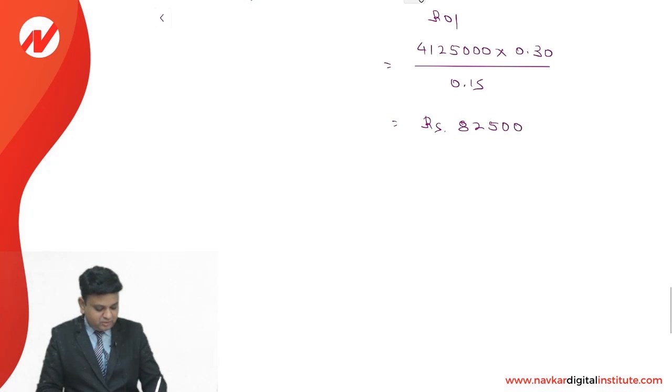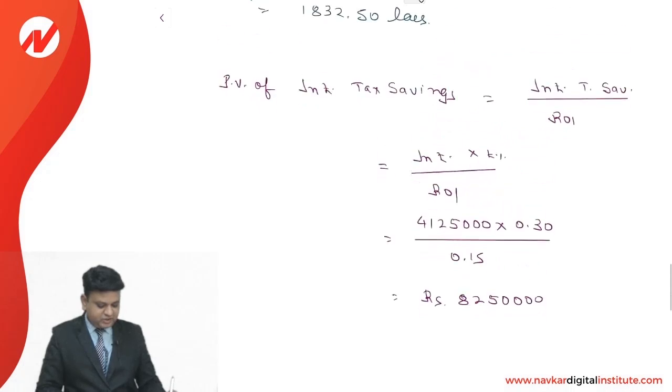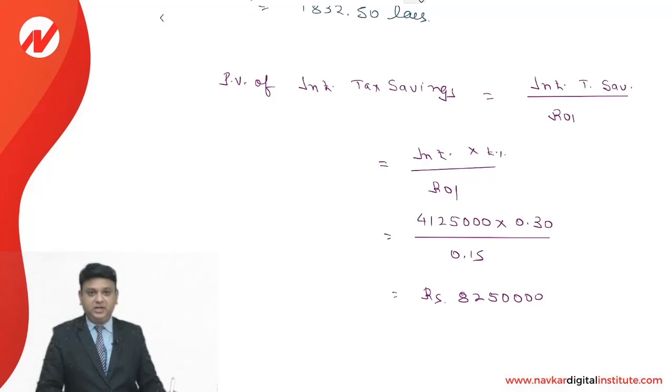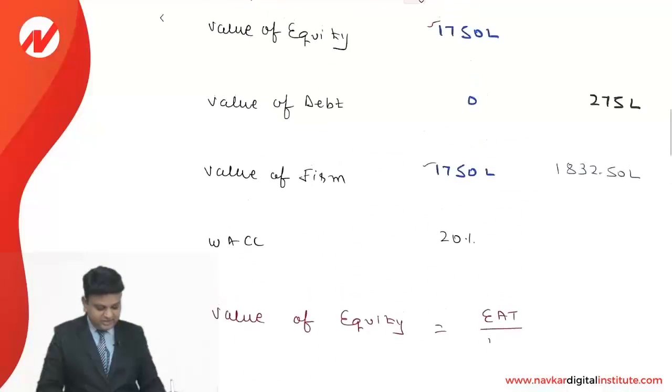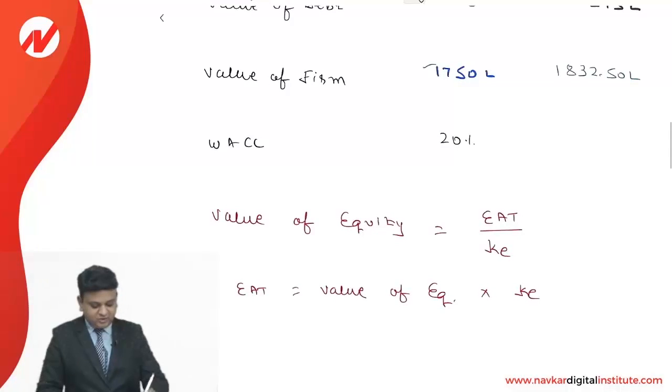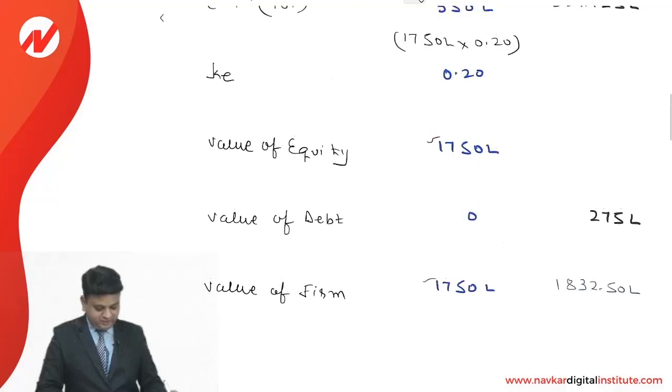Since we are going to get the advantage of the tax saving in perpetuity, we apply the formula A1 divided by I. Now this present value of the interest tax saving is added to the value of unlevered firm to compute the value of the levered firm. Now it's very simple, all of you can understand.